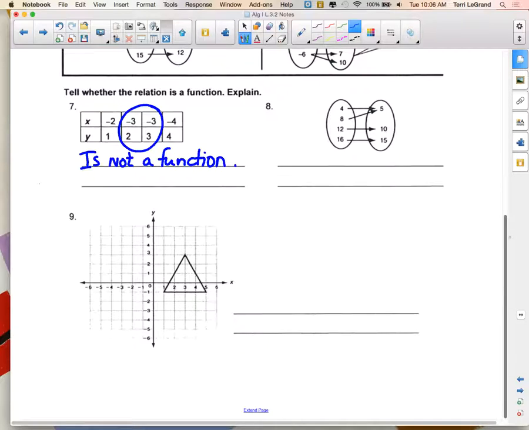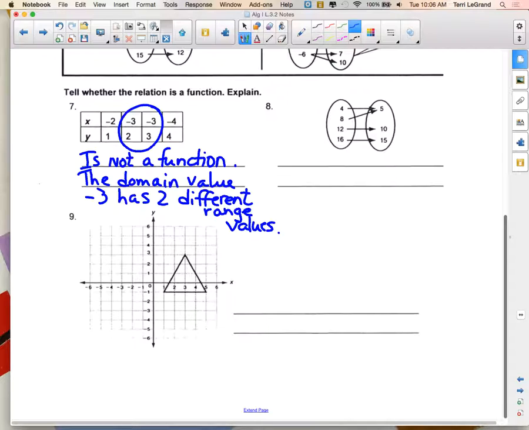And we're going to explain, like they said, the domain value -3 has 2 different range values. If they were the same, we'd say, well, it's just redundancy. But this one has 2 different range values, and we circled it in our table. We said, look at there. That x value of -3 has 2 different range values. So this is not a function. It's still a relation. It's just not a function.